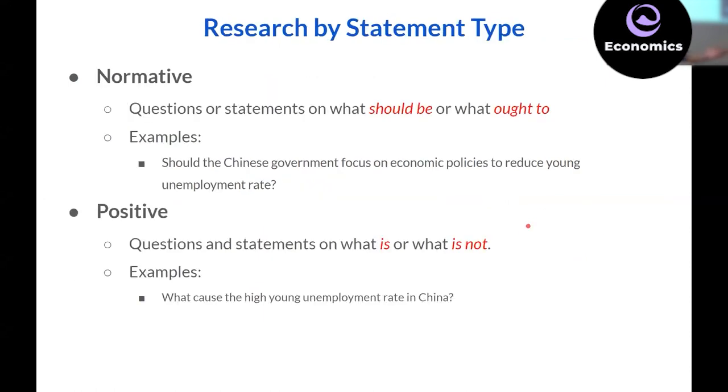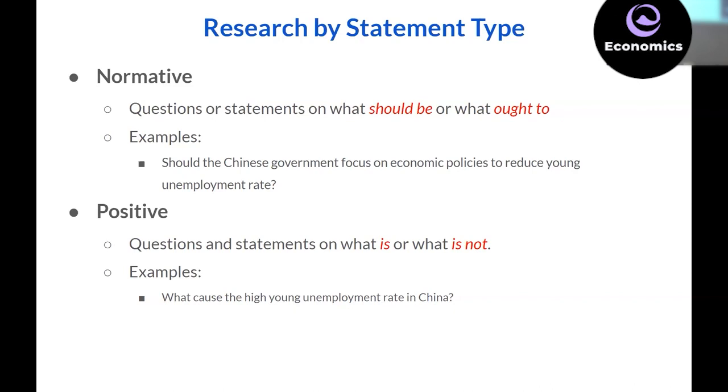Broadly speaking, research questions can be of two types. One is what we call normative questions, which are basically questions or statements about what should be or what ought to be.